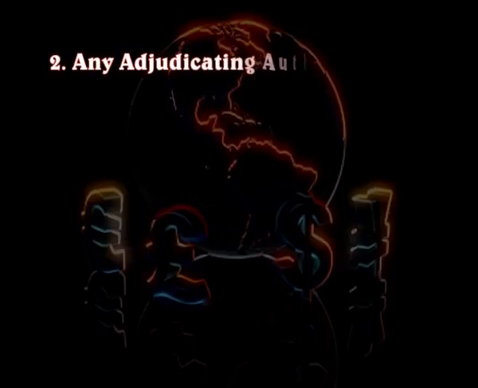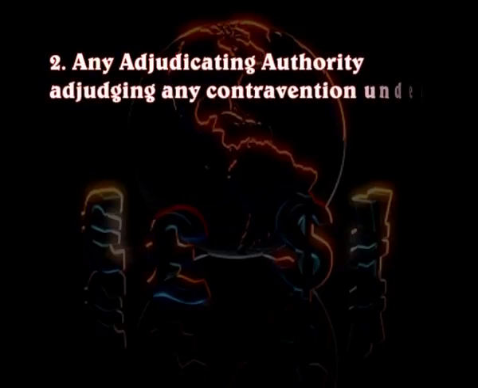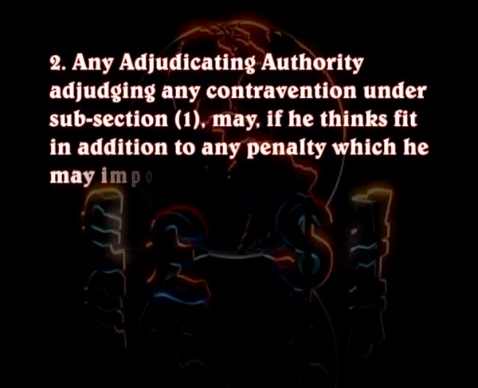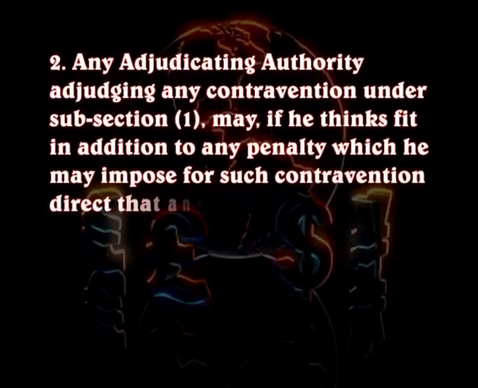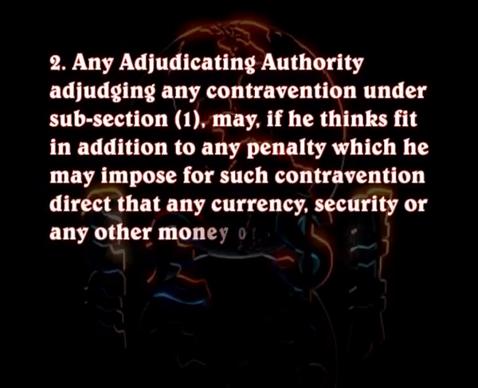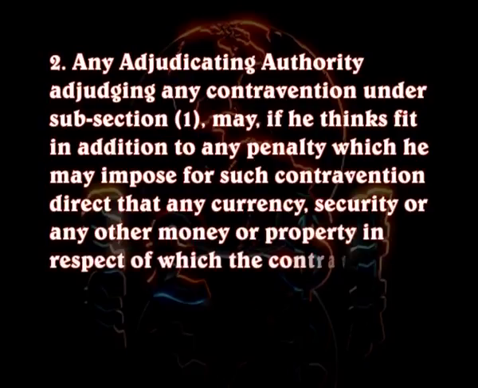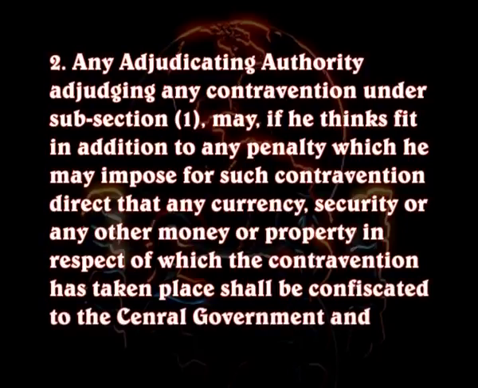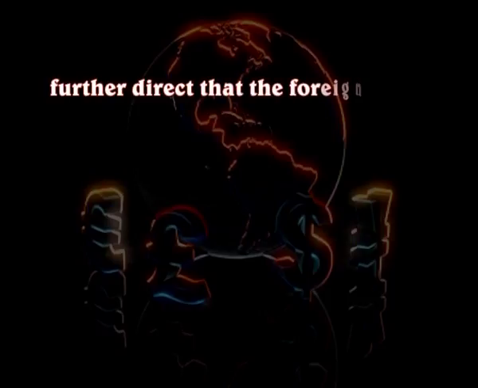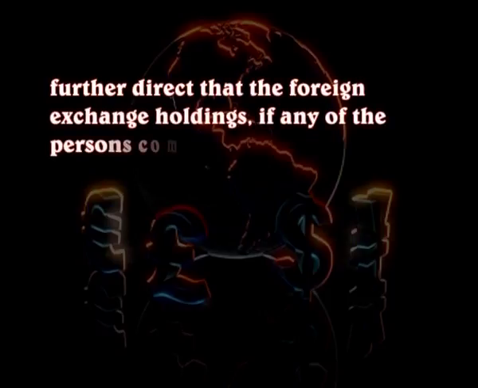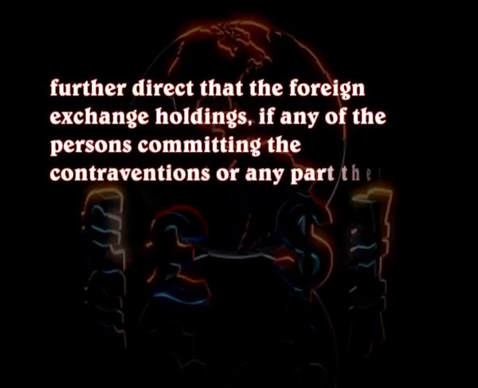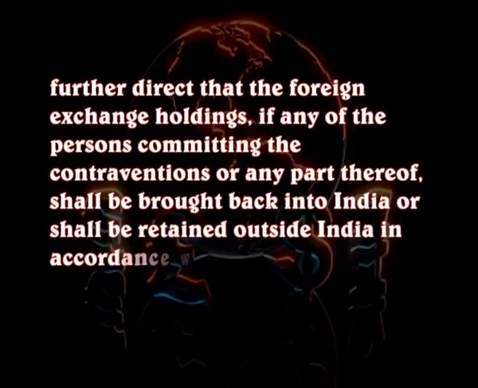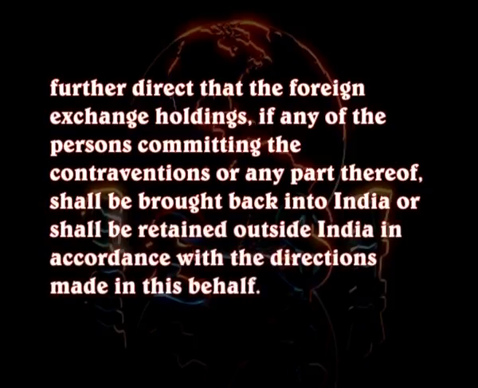2. Any adjudicating authority adjudging any contravention under subsection 1 may, if he thinks fit, in addition to any penalty which he may impose for such contravention, direct that any currency, security or any other money or property in respect of which the contravention has taken place shall be confiscated to the central government, and further direct that the foreign exchange holdings, if any, of the persons committing the contraventions or any part thereof, shall be brought back into India or shall be retained outside India in accordance with the directions made in this behalf.